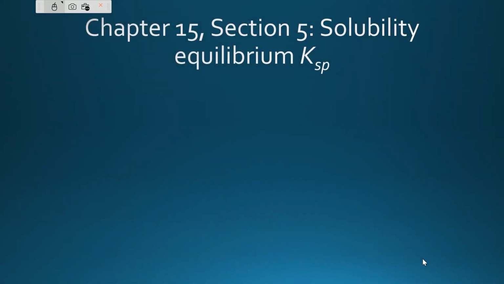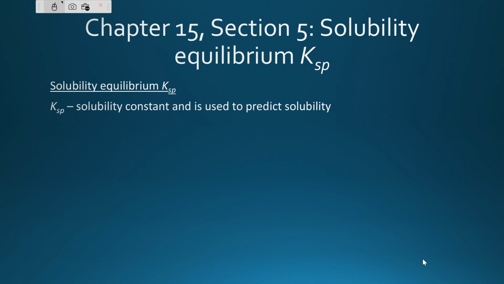Welcome back, everybody. AP Chemistry, and this is Unit 9, Section 5, taking a look at the solubility equilibrium, or KSP. What we mean by that is after the reaction has achieved equilibrium, what is that value? That's the solubility constant, and it's used to predict the solubility of any of the particular salts.